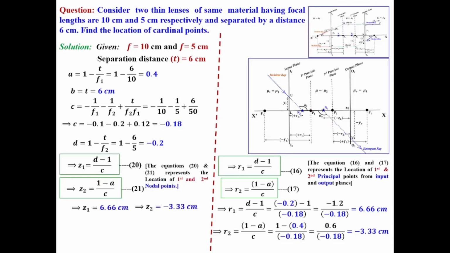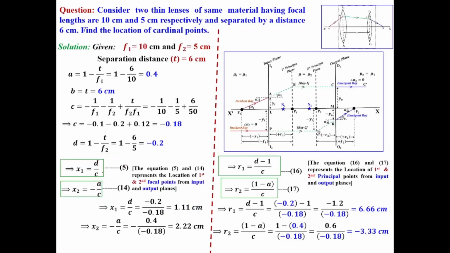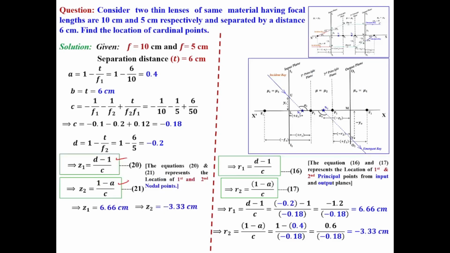Now we are going to determine the nodal points. To find the nodal points we have to follow these equations, d minus 1 by c, 1 minus a by c, both are equal with equations 16 and 17. That means z1 will coincide with r1, z2 will be equal to r2. So here z1 and z2 value also same. So here what we found? We found that the location of first and second nodal points coincide with first and second principal points.